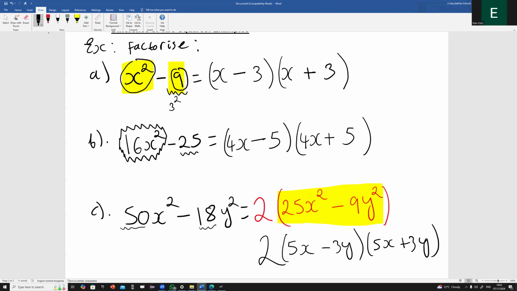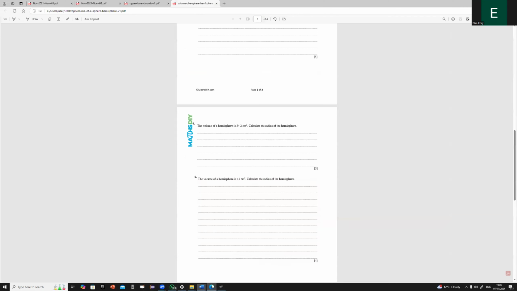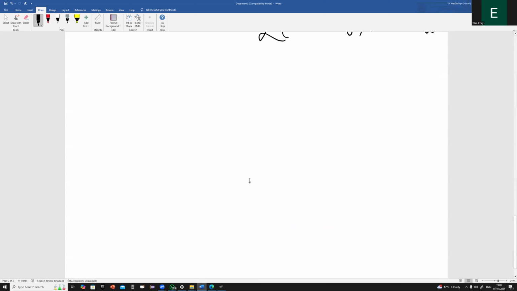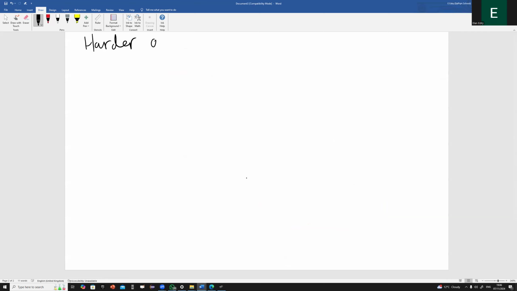We'll do a more tricky one, so a more typical sort of exam question. In fact, I'll make one up, but I'll get all the past papers up because I know there was one from earlier today that I did that was quite good, but I'll just make one up first. Right, so a typical question on this. So we'll do this type of question and then maybe factorize a quadratic as well.